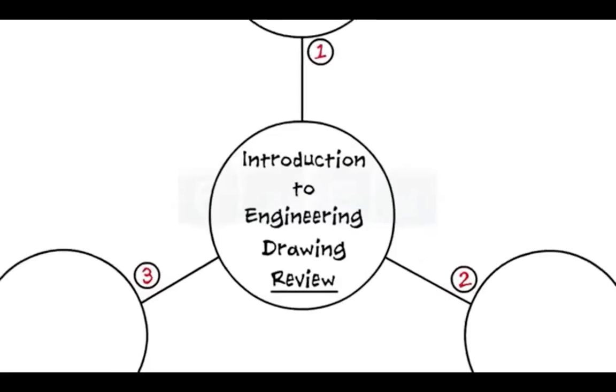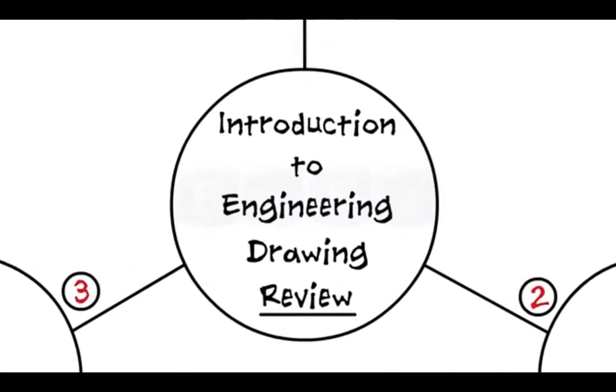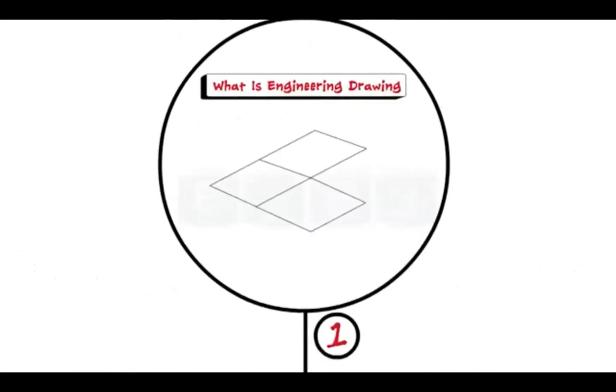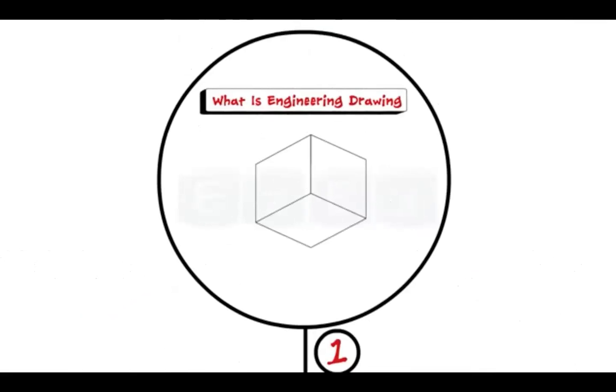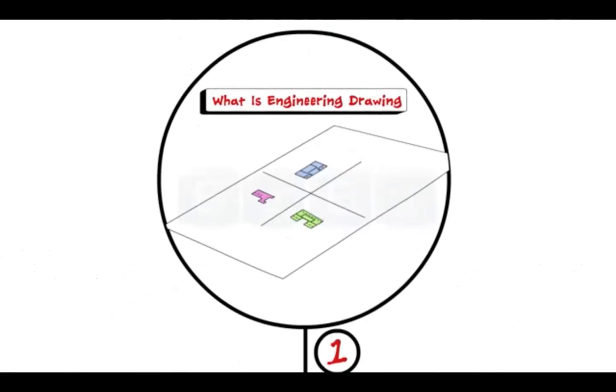Let us take a quick review of what we've learned in this video lecture. First, we have seen that engineering drawing is a type of technical drawing which is used to clearly define the requirements for engineered items such as views, dimensions, and necessary information. It is also called graphical language and helps to communicate.